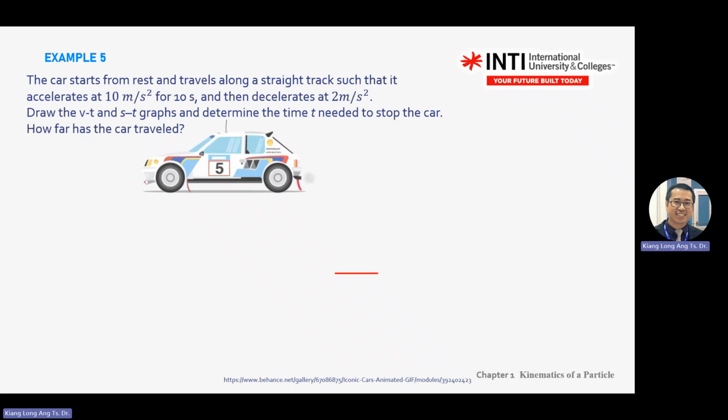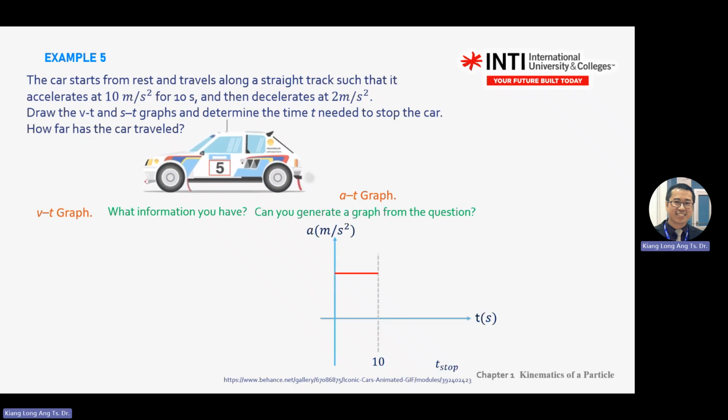Basically, the question should be: draw AT, VT, ST graph. The question should be like that. Okay. We need to generate AT first because the question gives you acceleration. So acceleration, you start from here, AT. You want to do VT, you do integration steps. So this example is a reverse one. So you read this question, you draw this graph. You draw AT, put in the unit meter per second square, second. For the first 10 seconds, how many? 10. So write 10 here.